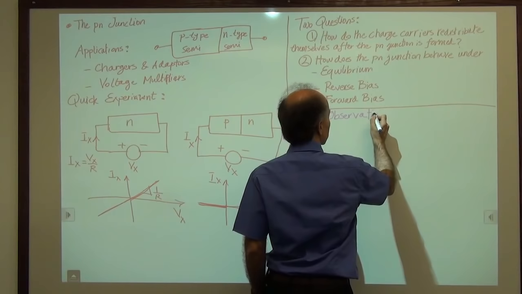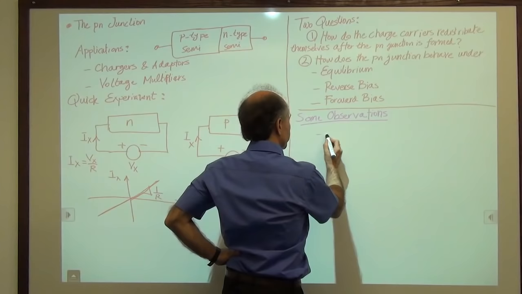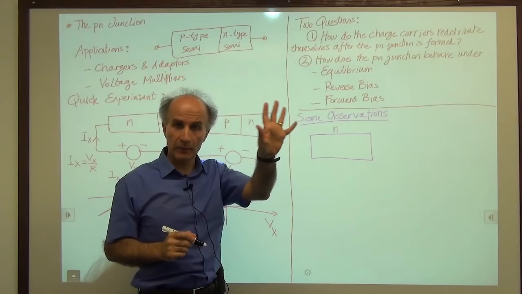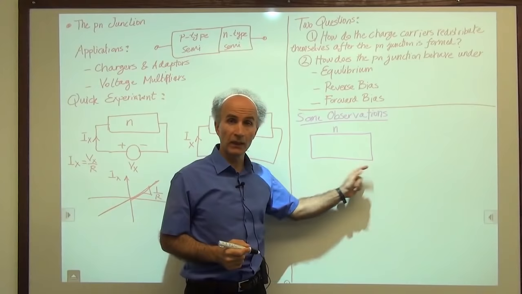These observations are necessary before we can answer the first question. All right, so we buy a piece of n-type material, and we go in there just by itself, without being connected to anything else in the world, and try to measure the concentration of electrons and the concentration of holes as a function of distance from here to here.